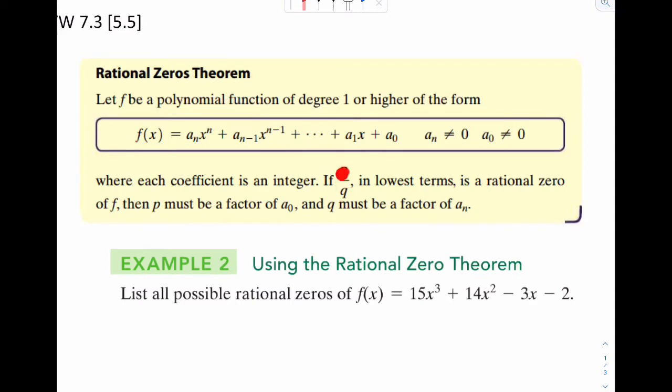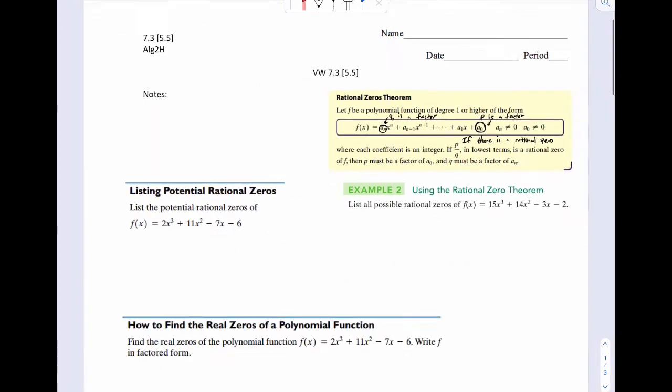Now it says if p over q is a rational zero, meaning, this is important, if there is a rational zero, that's what that would mean, p must be a factor of a sub 0. So right here, your last term, we're going to say p is a factor of that. And then q must be a factor of a sub n. So your first one, that's a sub n, it's saying q is a factor. So that might seem really abstract, so let me give you an example here.